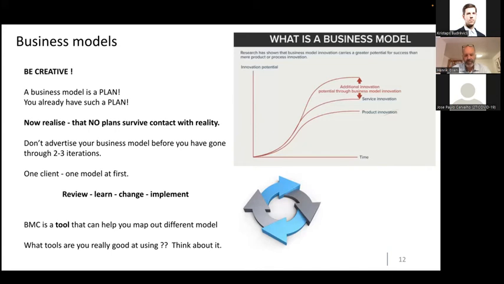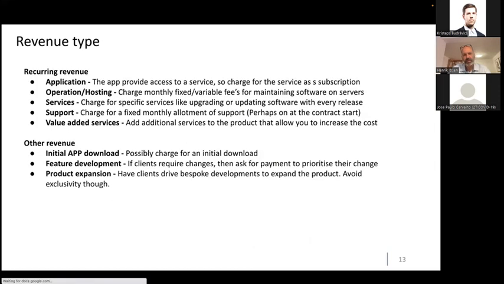Okay, so be creative, and well, there's always some smart way of doing stuff that you haven't really thought about, so talk about it with your colleagues. Okay, on the revenue side, you want to make sure that you have your revenue streams in place and plan for that. There are a number of different revenue types you can consider. On the recurring revenue side, you can do the application, where you provide app access as a service, so you can charge a subscription for the application, or it can be a one-shot buy, or it can be free, whatever.